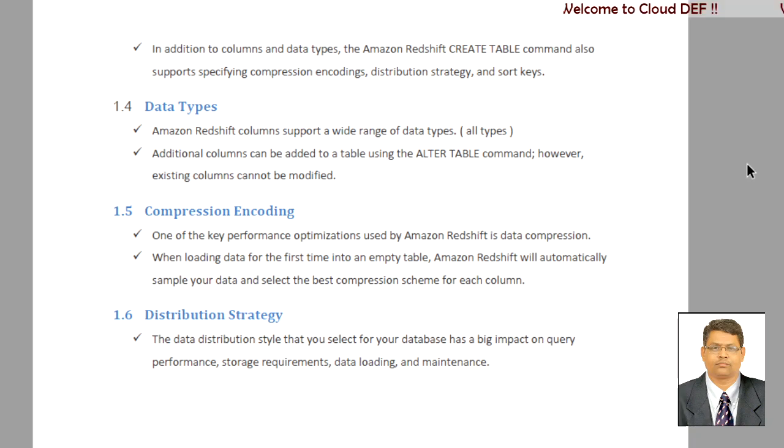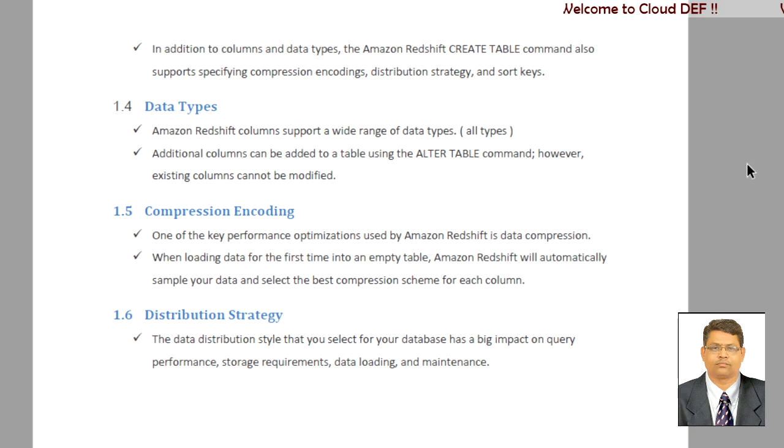By choosing the best distribution strategy for each table, you can balance your data distribution and significantly improve overall system performance. When creating a table, you can choose between one of three distribution styles: even, key, or all. Even distribution. This is the default option and results in the data being distributed across the slices in a uniform fashion regardless of the data.